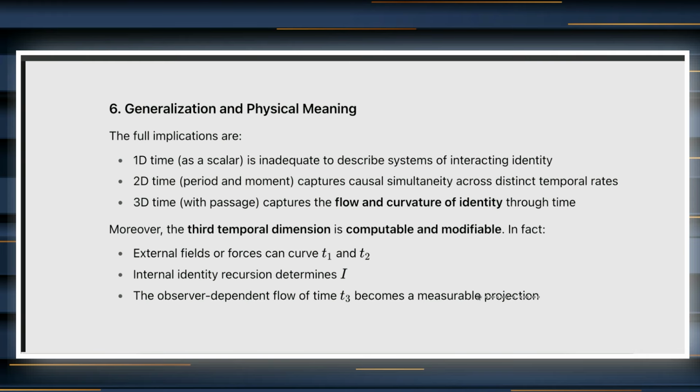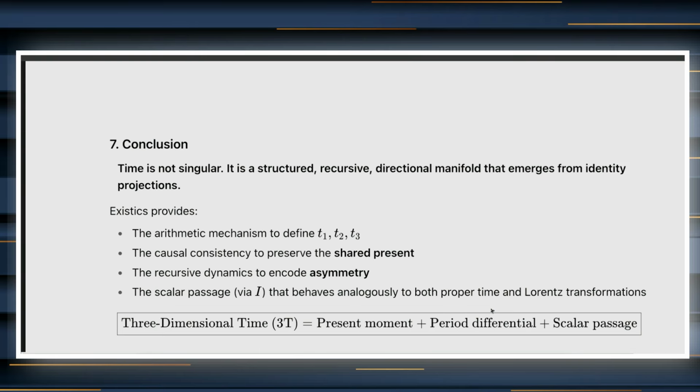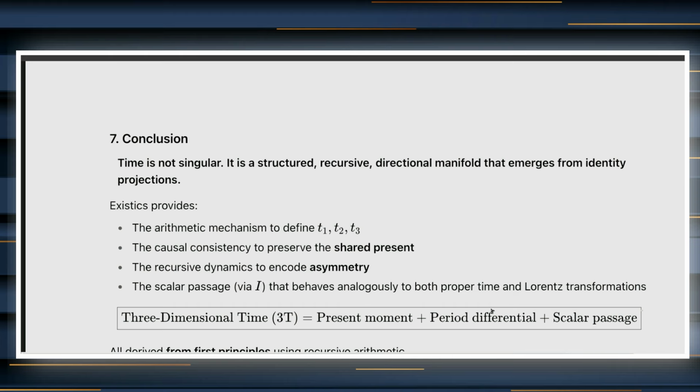The observer-dependent flow of time, T3, becomes a measurable projection. Conclusion: time is not singular. It is a structured, recursive, directional manifold that emerges from identity projections.